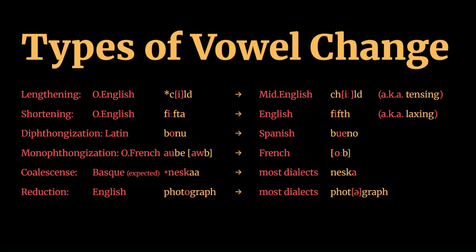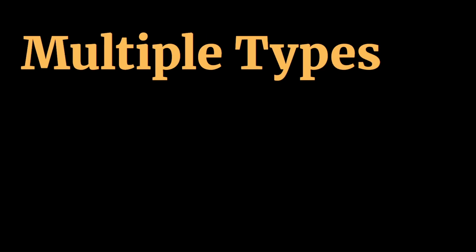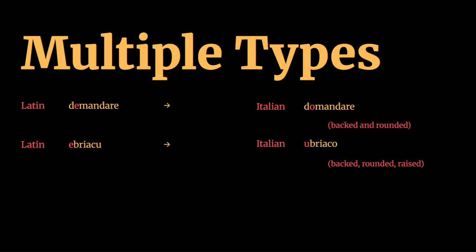As we said in the past, multiple types of these vowel changes can occur. Once again, these usually occur one after the other, but synchronically they look like they're happening at the same time. In our sound changes, we can potentially have it be a single sound change for our conlangs. In this Latin example, we see that the E is both backed and rounded. In this example, it is backed, rounded, and raised. And in this example, we have diphthongization and lengthening of the vowel.